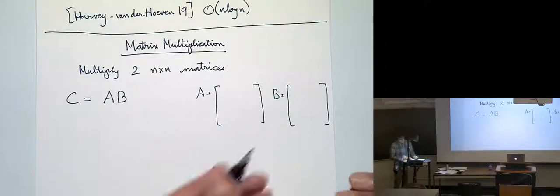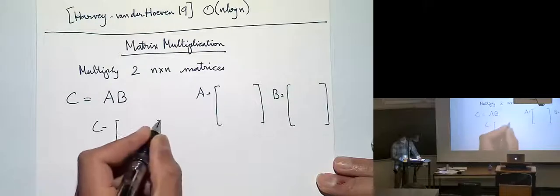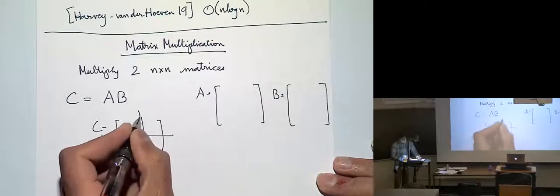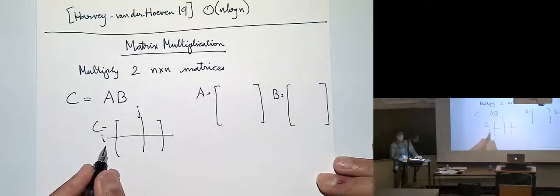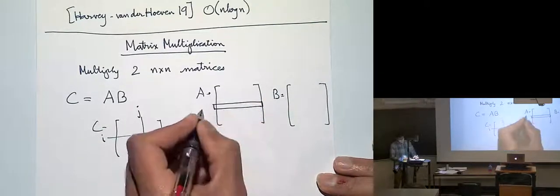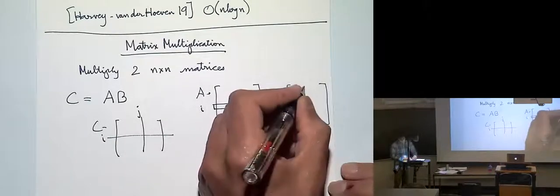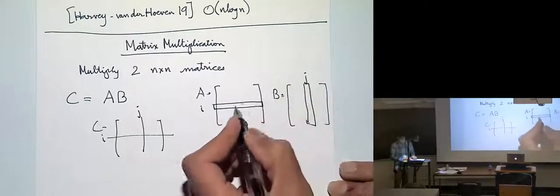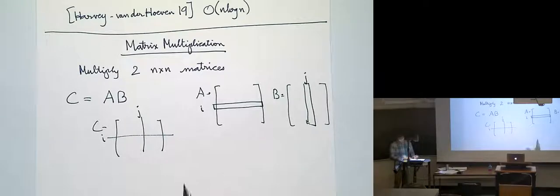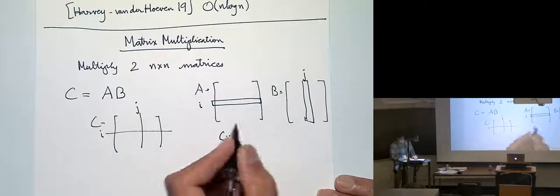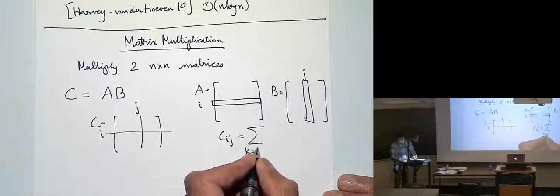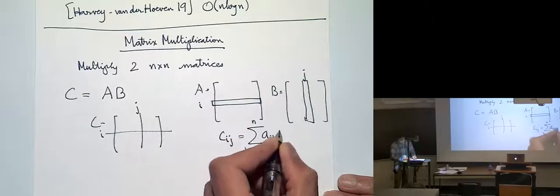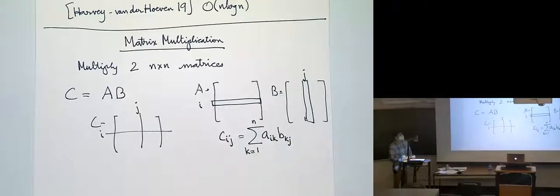Okay, so how long does this take? If you look at C, and you look at the ijth entry in C, how do you get the ijth entry? You take the ith row, you take the jth column, and then you take the dot product of these as vectors. So what you get is C_ij equals the sum over all k going from 1 to n of A_ik B_kj. That's how you do matrix multiplication.